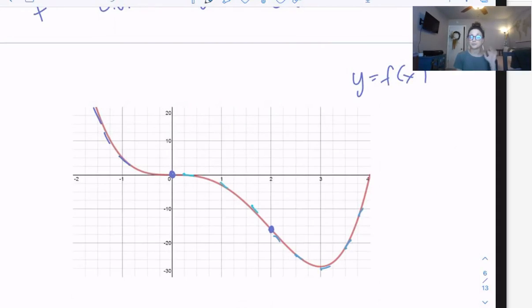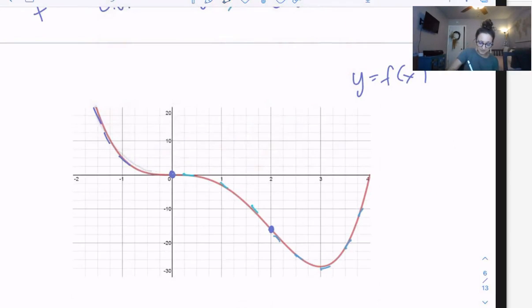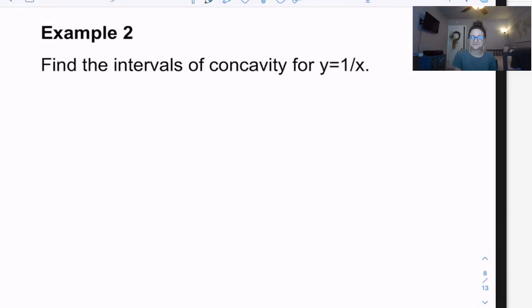We'll make sure that we understand the difference between concavity and increasing and decreasing, right? Because if I take a look at like this interval here, my function is concave up, but it's also decreasing. So you can have kind of a mix and match of your aspects there. Okay, so example 2, find the intervals of concavity for y equals 1 over x, same idea. Will you first find me the second derivative and then hit continue once you've got that?